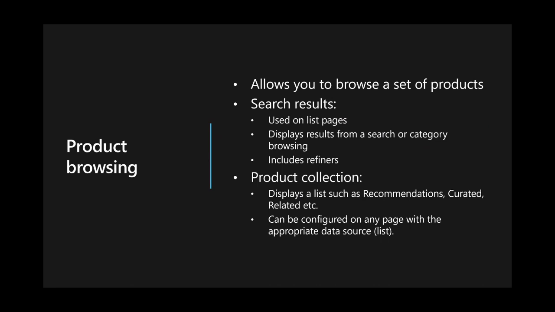Another module that we also support for showcasing a list of products is product collection. Product collection typically displays a list of products, and it's powered by a data source. The data source can be a recommendation list, a curated list, or any list that we support in commerce. Product collection can be used on any page, like on your home page, you can have trending, picks for you, best selling. On your PDP, you can have people also like, related, similar, etc.